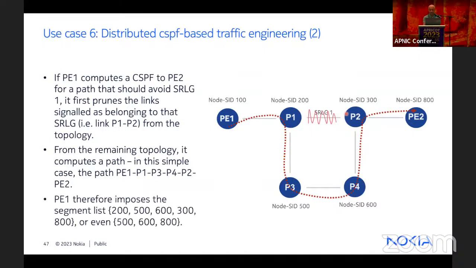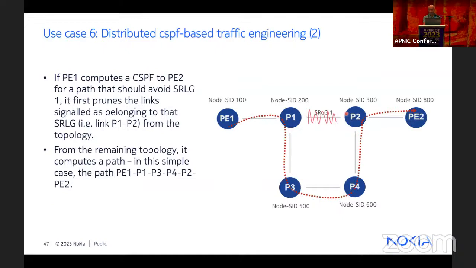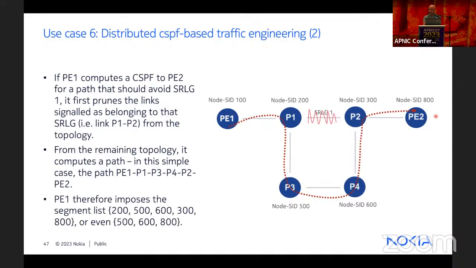Now that we've done that, P1 does the constrained shortest path first, runs the Dijkstra algorithm, and it comes up with this list of nodes: P1, P3, P4, P2. Then it becomes very easy for PE1 to work out what segment list it puts on packets. The segment list is like this, in the worst case: 200, 500, 600, 300, 800. But we can optimize it. Can we make it better?